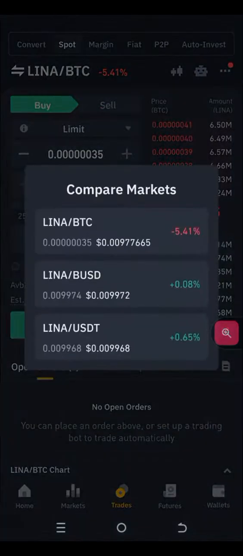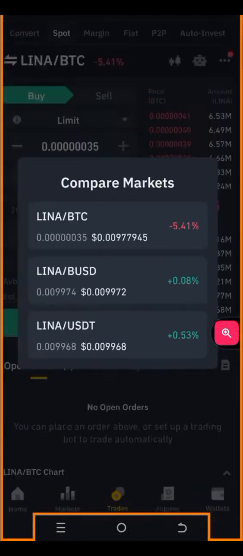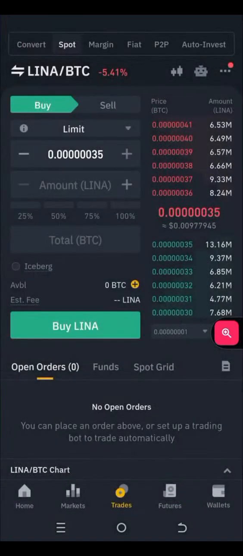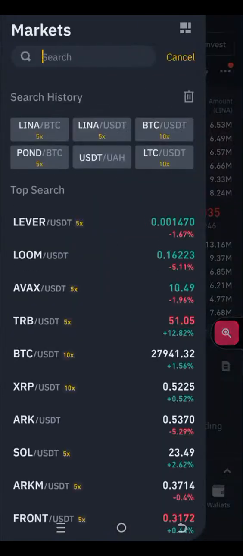So you can see that in the compare markets, we've got Lena BTC at 0.009777, and we have Lena USDT at 0.0099. So obviously we have to start with BTC. For us to do that, what are we going to do? We need to quickly go and buy BTC. But let's do that with simulation first, okay?